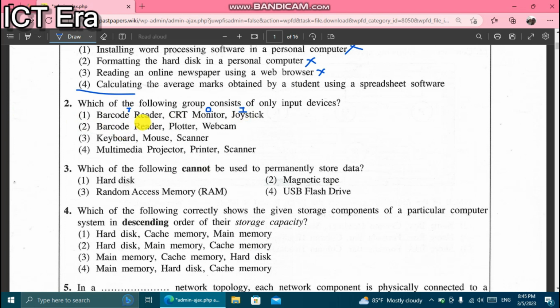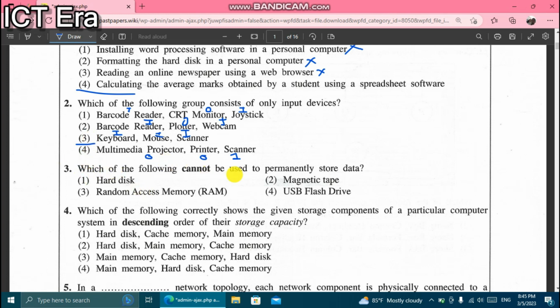Second one, barcode reader is an input device. Plotter is an output device, and webcam is an input device. So as plotter is an output device, this cannot be taken as the answer. Third one, keyboard is an input device, mouse is an input device, scanner is also an input device. So third one is the answer. Then fourth one, multimedia projector, output device, printer, output device, scanner, input device. So third one is the answer.